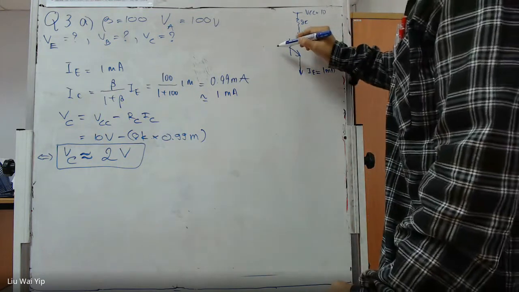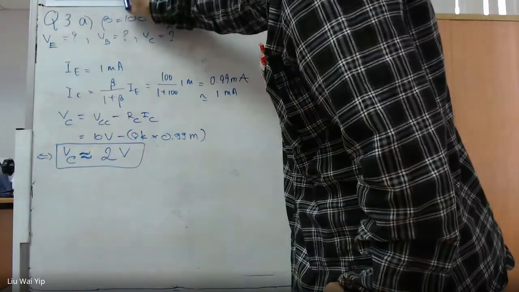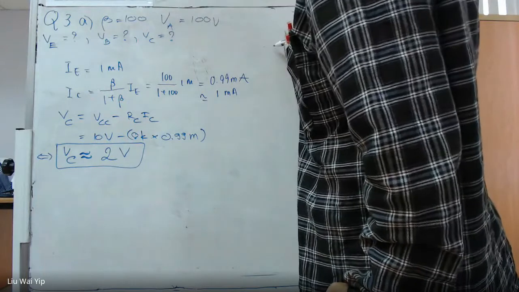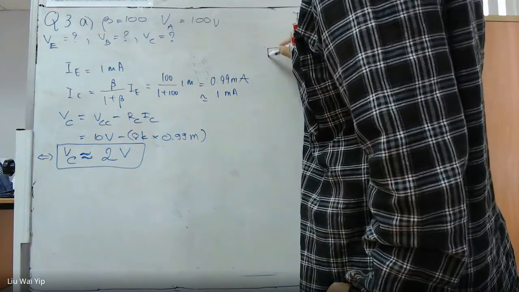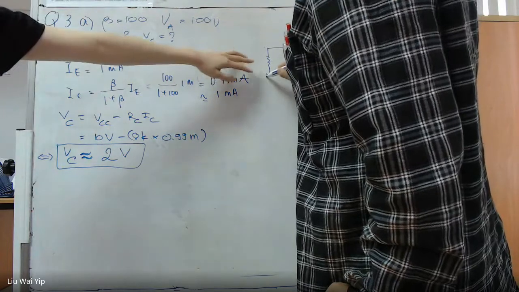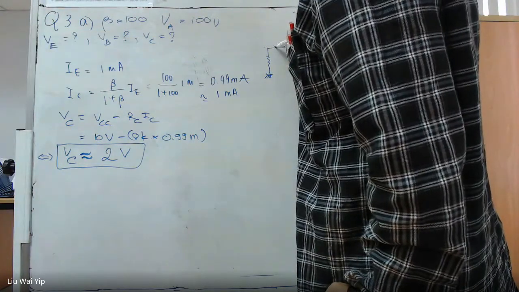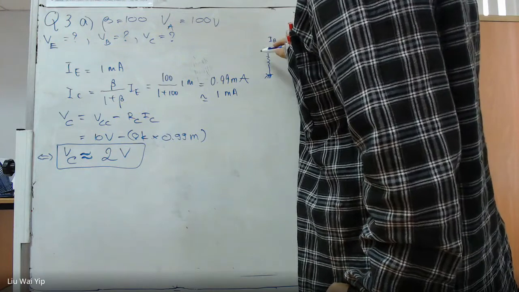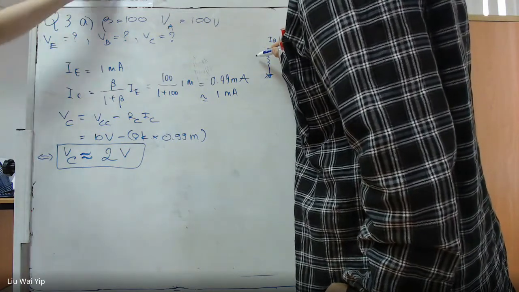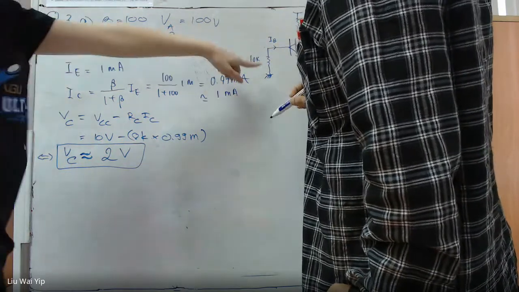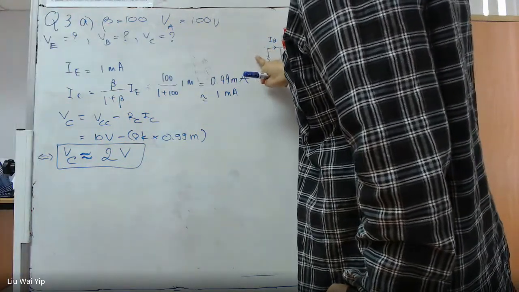Now we don't need to consider this part because it's an open circuit. So we omit the capacitor, and then this will be a wire. So this is IB, and the resistor here is 10K, RB. This is 10K, RB.